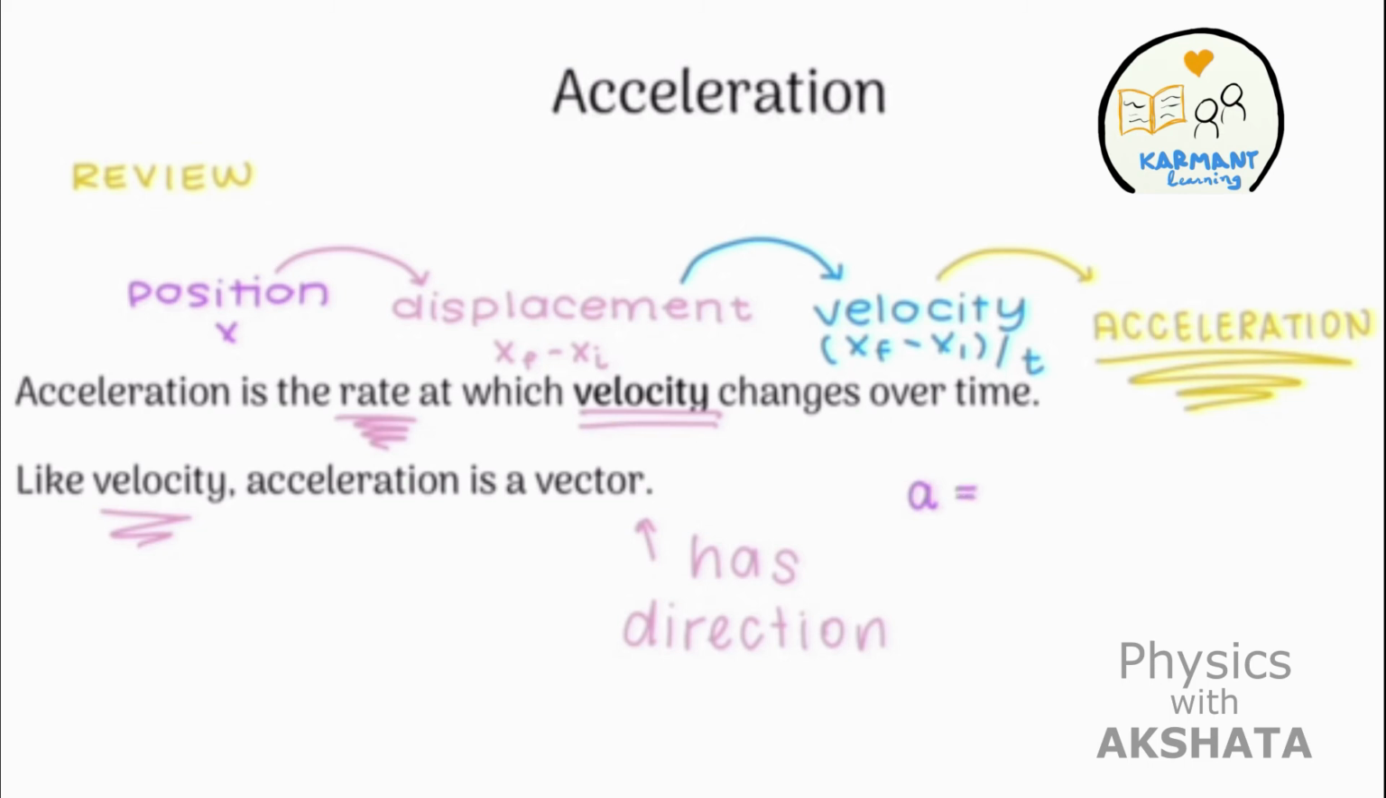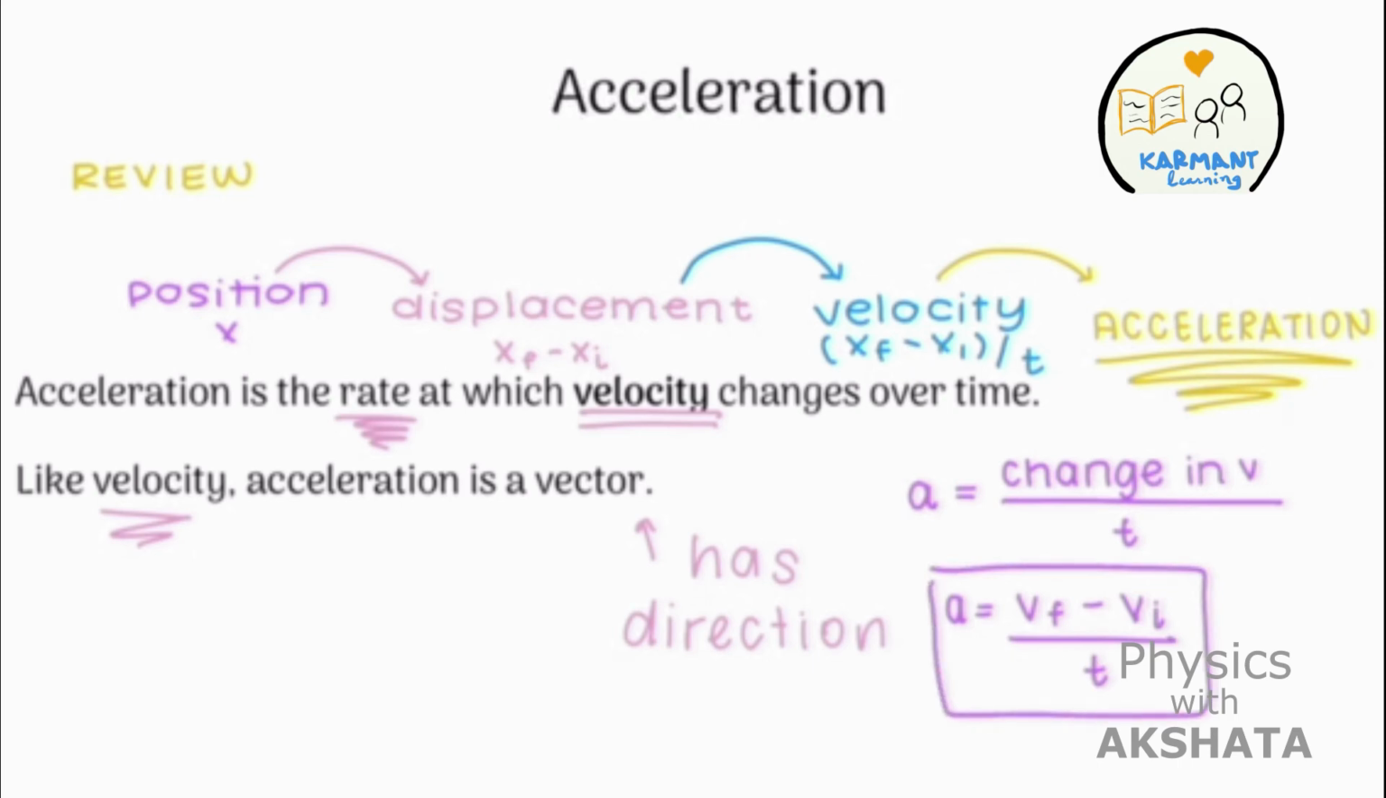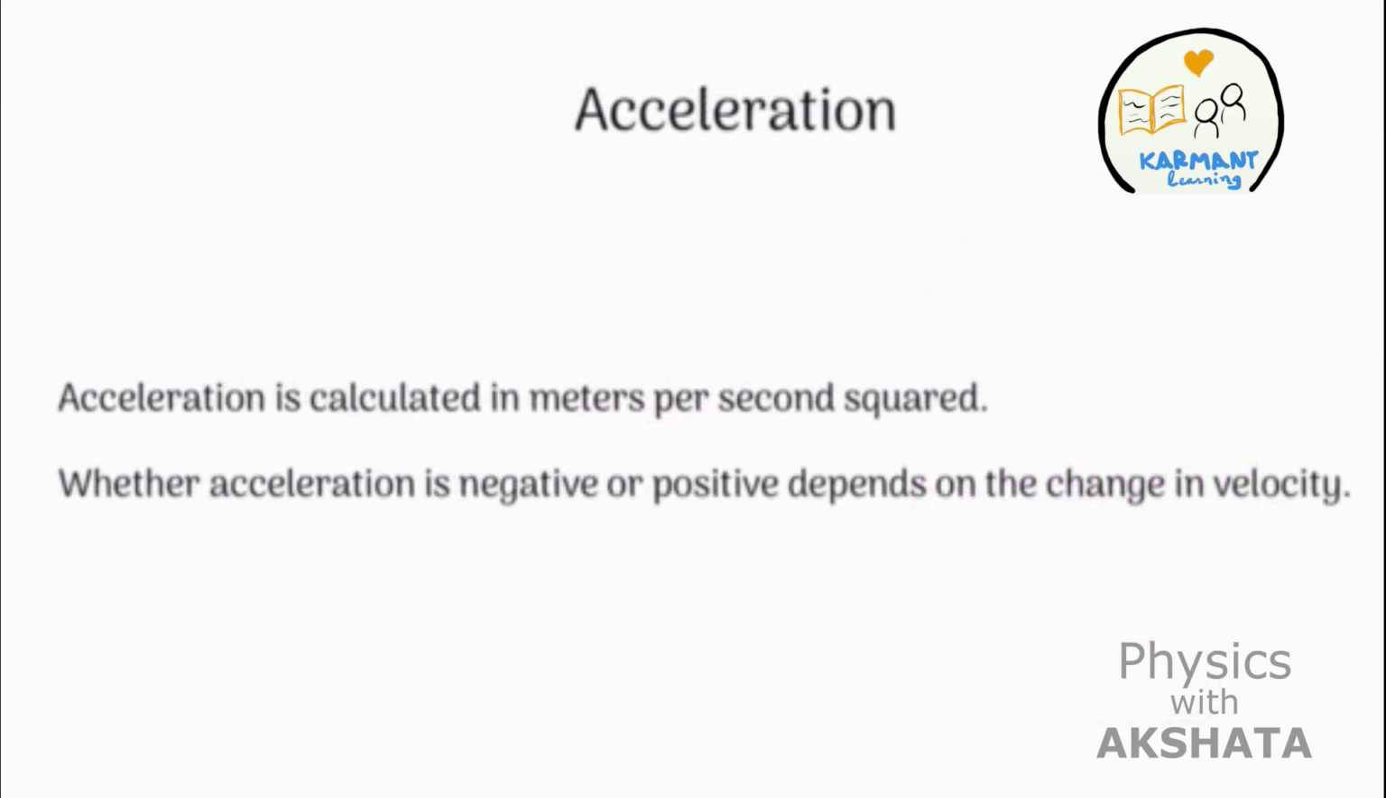So what is the formula for acceleration? Because acceleration is the change in velocity over time, we can see that acceleration is v final minus v initial over t. Acceleration is calculated in meters per second squared. This is kind of a weird term, but it can be written as meters per second squared or meters per second per second.